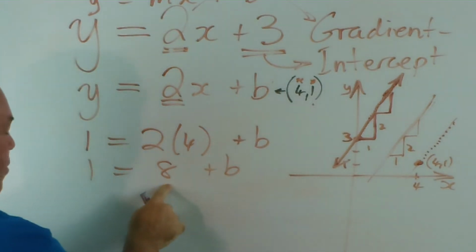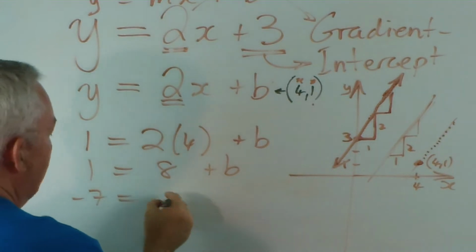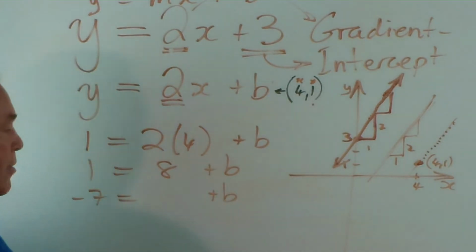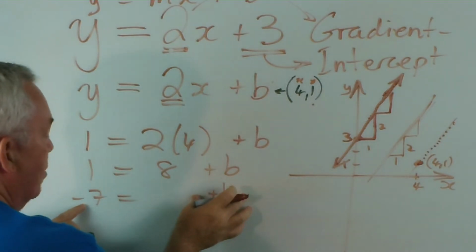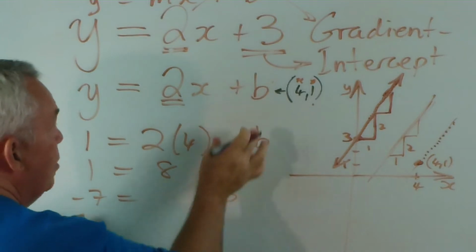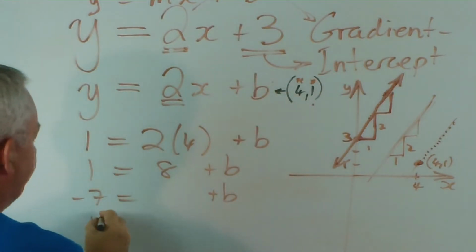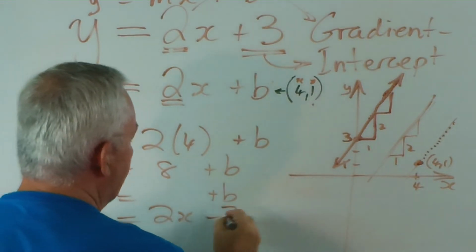We would subtract 8 from both sides, so 8 from 1 is negative 7, and 8 from 8 is 0, just leaves a plus b, so b is negative 7. Now that we know the value of the constant b, or the intercept, we put it back into the equation, and we get y equals 2x minus 7.